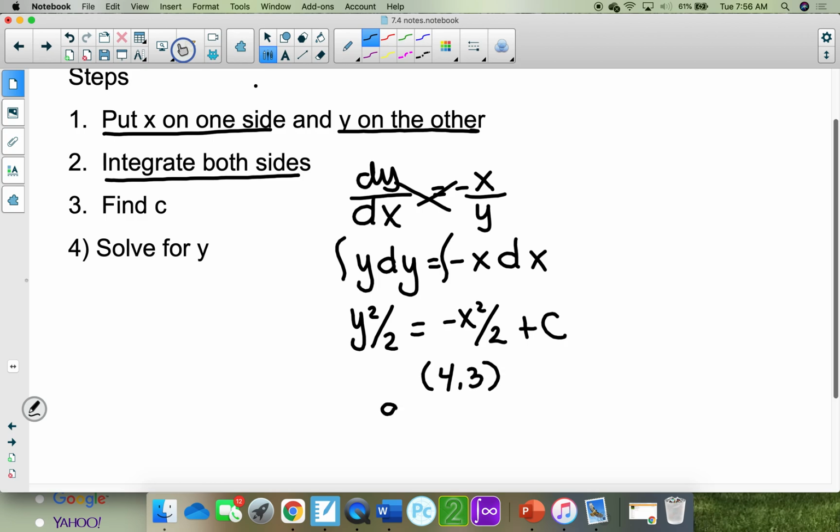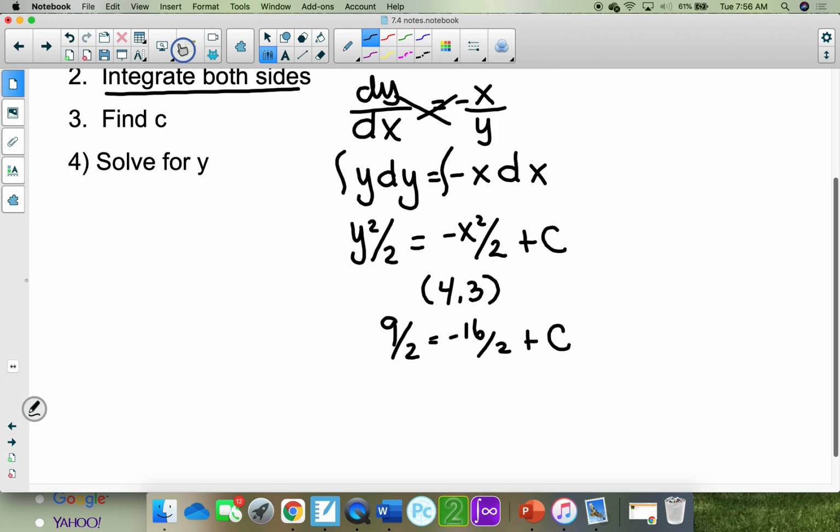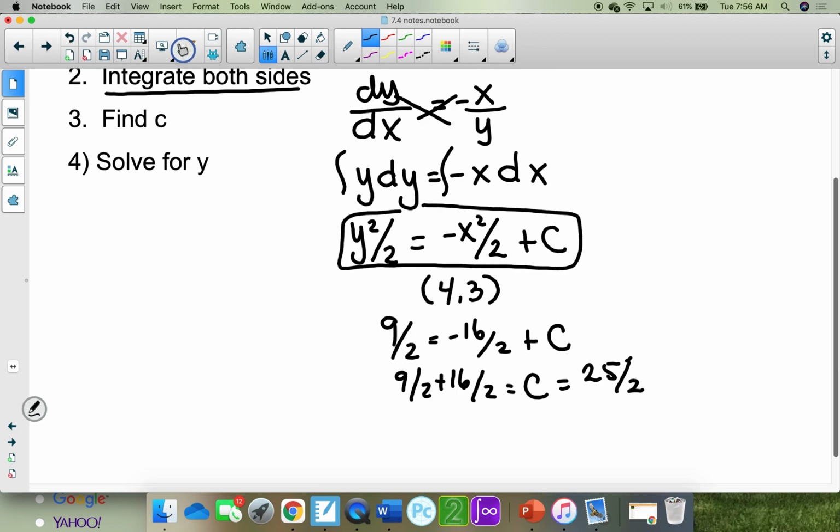It's 9 halves equals a negative 16 halves plus c, which is the same thing as 9 halves plus 16 halves equals c, which is equal to 25 halves. So I'm going to go up here, and I'm going to replace the c with 25 halves. So you're going to get y squared over 2 equals a negative x squared over 2 plus 25 over 2.